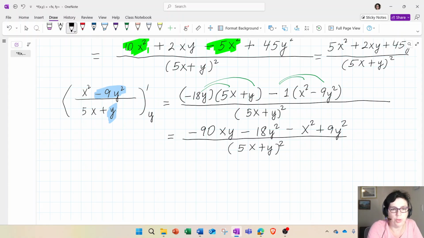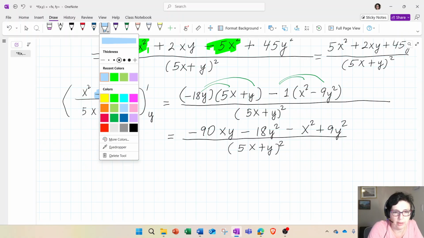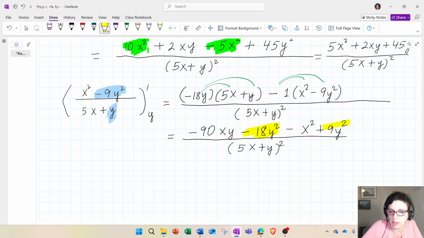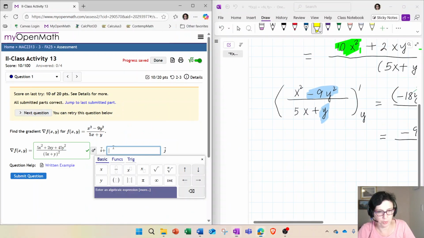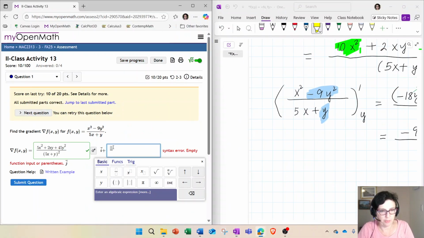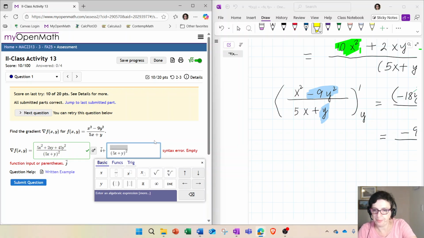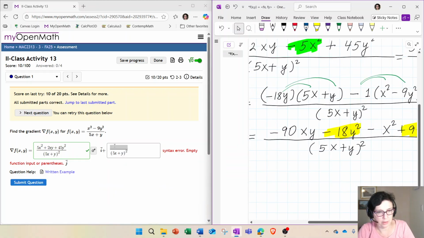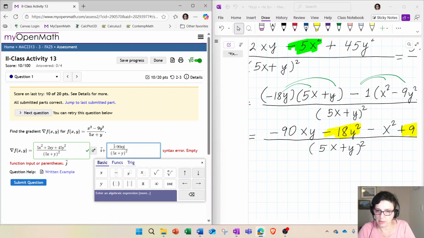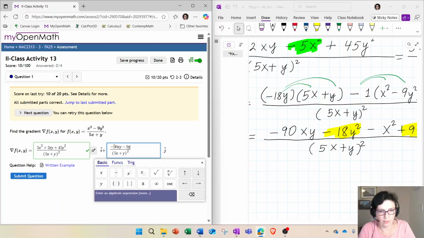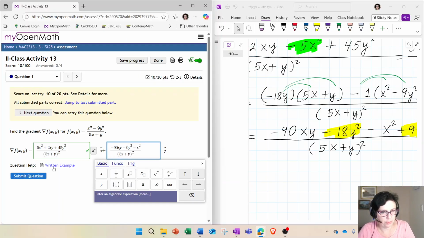So again, we are looking for terms that can be combined. So I can see that I have negative 18y squared plus 9y squared. So that is actually going to simplify to negative 9y squared, right? So let's see if we can just put that in there. So on the bottom, again, 5x plus y squared. On the top, we got negative 90xy, and then we said negative 9y squared minus x squared. So let's try that.